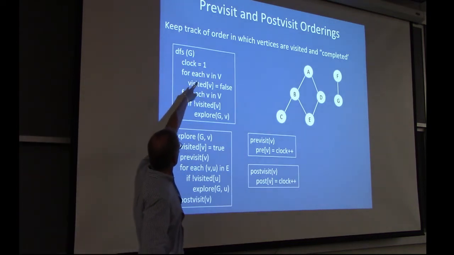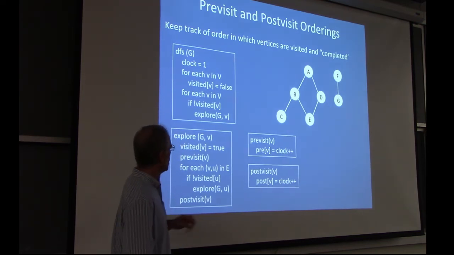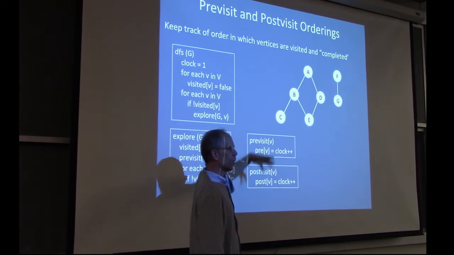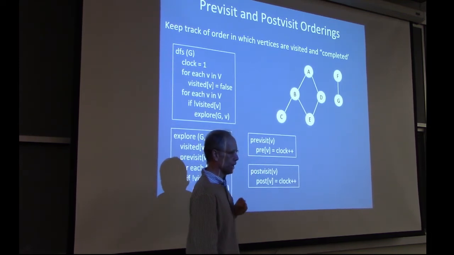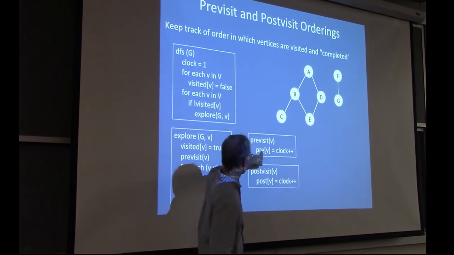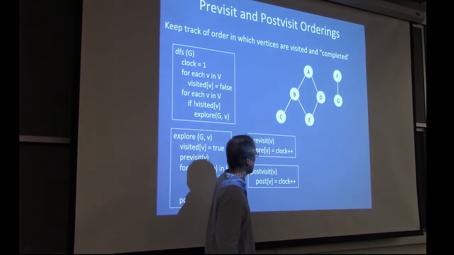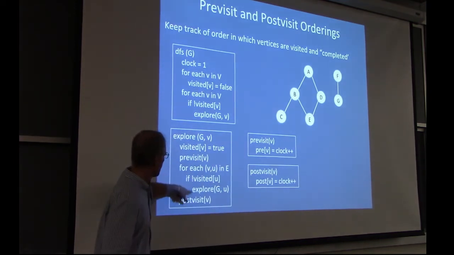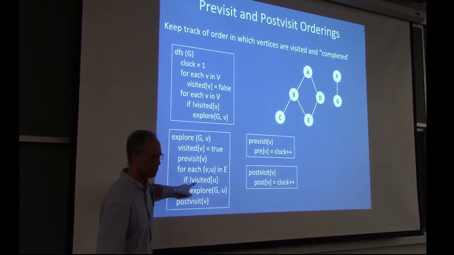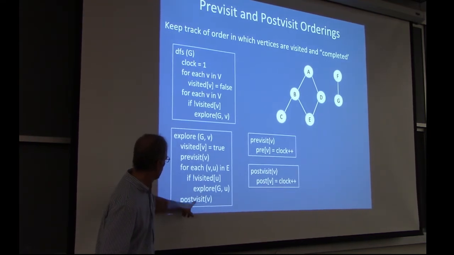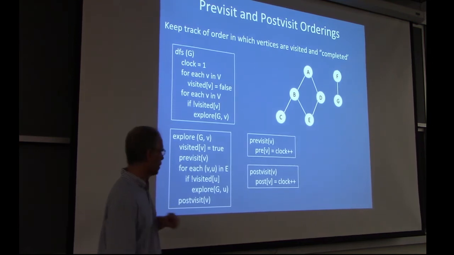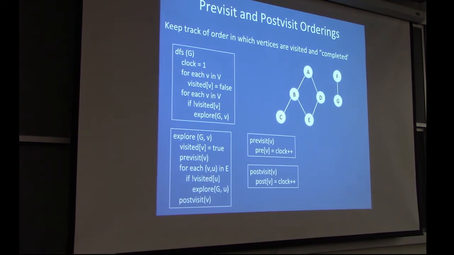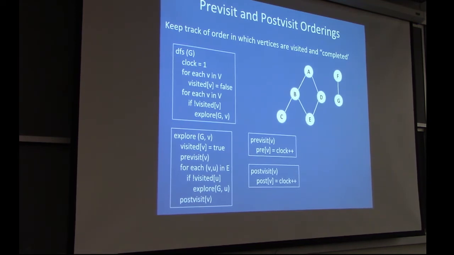We're going to have a clock that starts at 1. When we pre-visit a vertex, we're going to set what we'll call its pre-number. Basically, we're going to record the time at which the vertex was first visited. So we're going to set its pre-number, its pre-value, to the value of the clock, and then we're going to increment clock. Similarly, when we're through exploring all the vertices out of a vertex, we're going to post-visit it and record the time at which it was post-visited. And this is something you need to get good at doing in your head. So let's watch how it works.